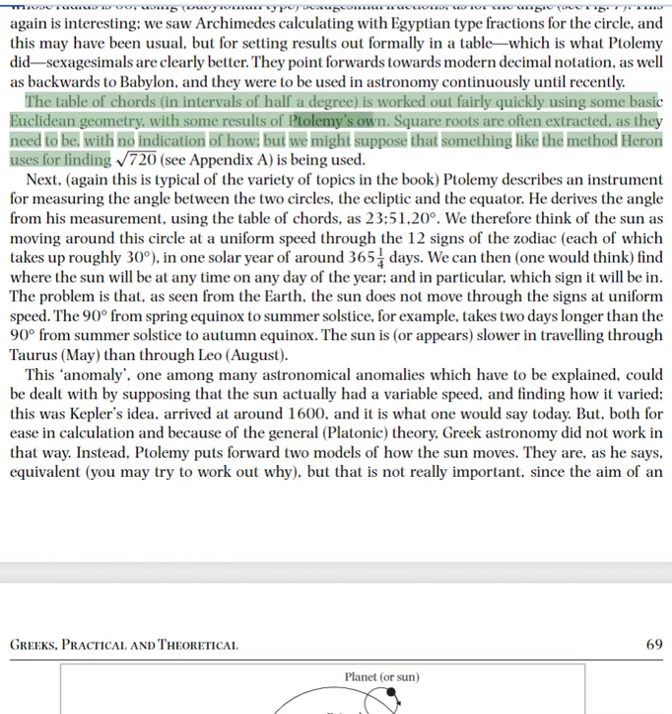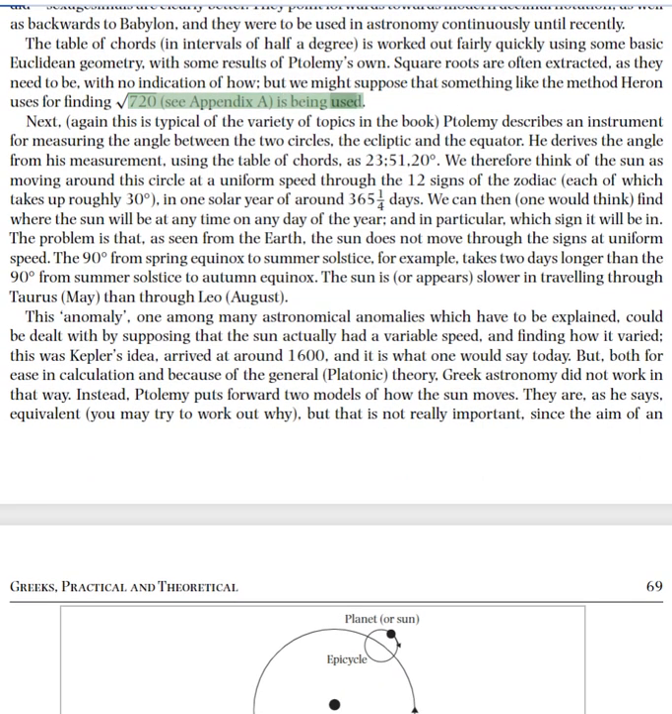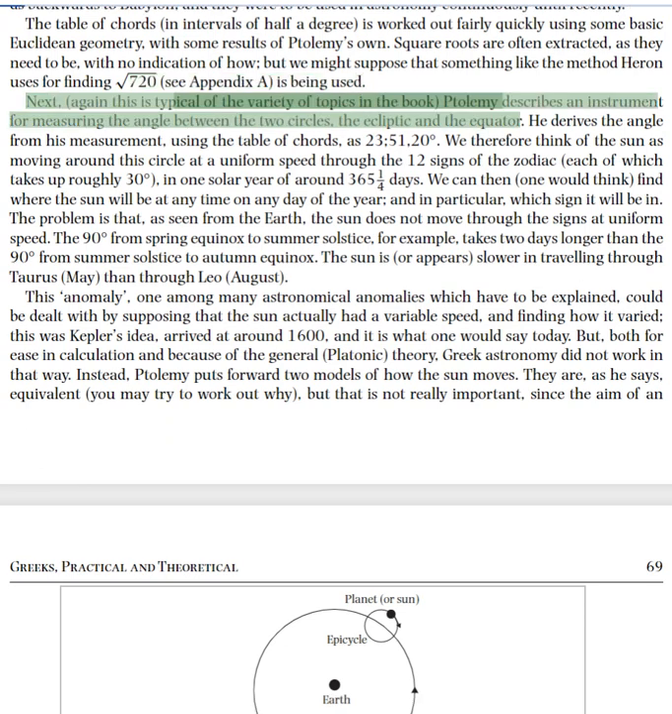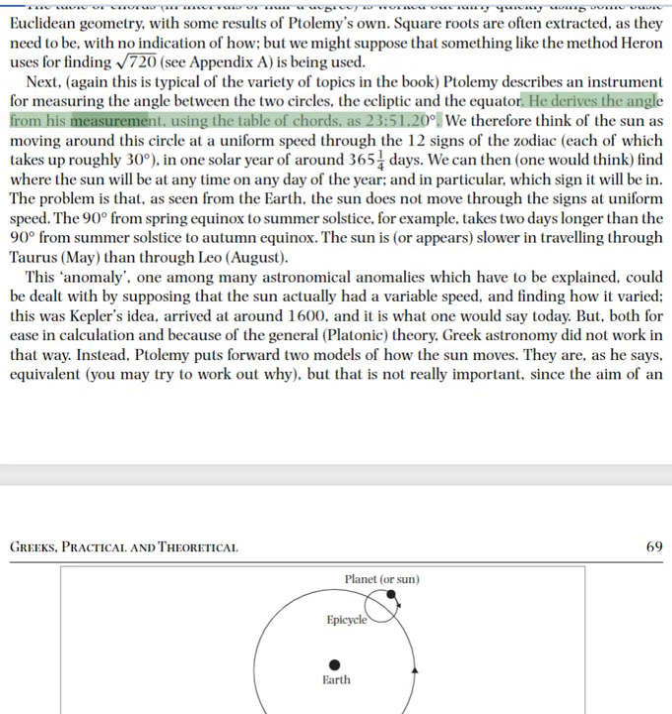The table of chords is worked out fairly quickly using some basic Euclidean geometry, with some results of Ptolemy's own. Square roots are often extracted, as they need to be, with no indication of how, but we might suppose that something like the method Heron uses for finding the square root of 720 is being used. Next, Ptolemy describes an instrument for measuring the angle between the two circles, the ecliptic and the equator. He derives the angle from his measurement, using the table of chords, as 23, 51, 20.